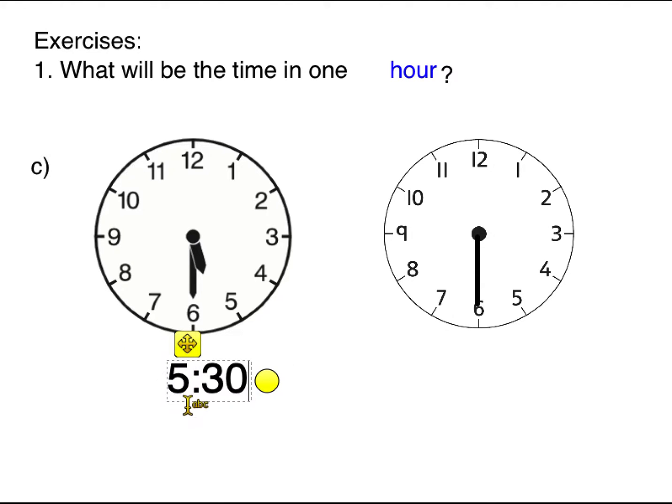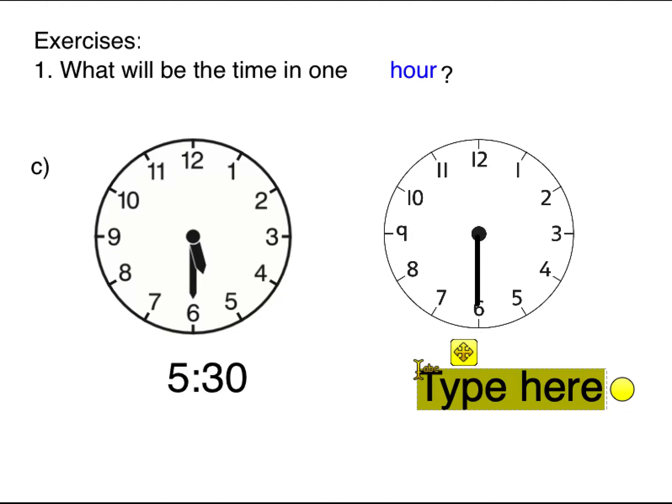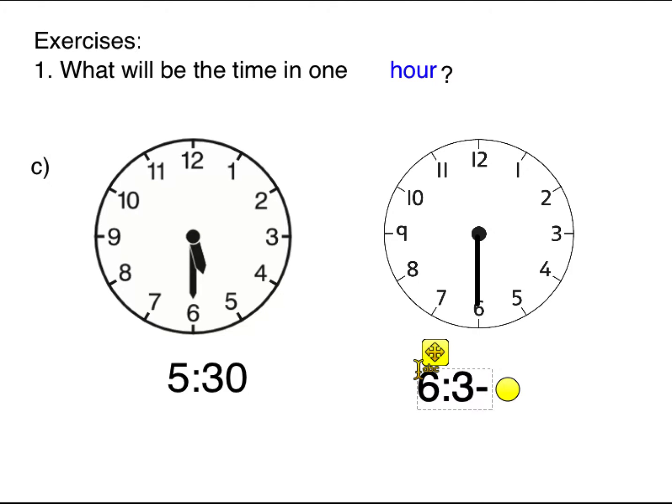5:30. What's 1 more than 5? 6. So 1 hour later is 6:30. Or halfway past the 6. So halfway past the 6.